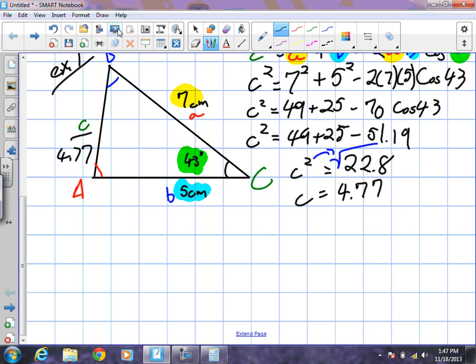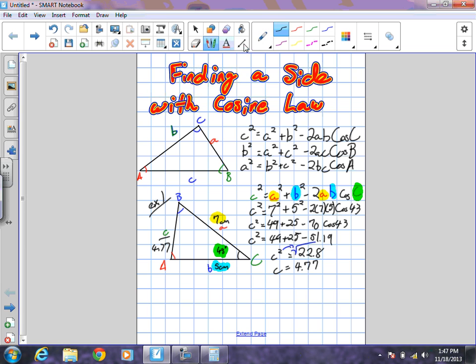Now, let's say this question asks us to solve the entire triangle. I have a little bit more information, but I'm still missing some of the angles in here. What can I use to solve for those angles? Sine law. Why can I use sine law now? Not sine ratio. Yeah, I have an opposite side and angle.